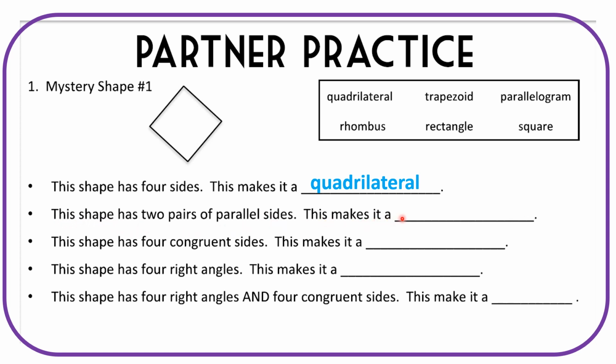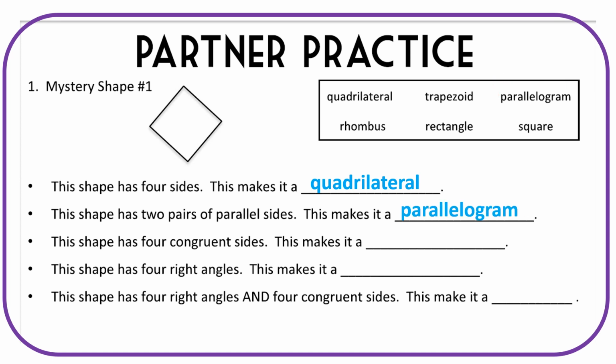Good. The second one, this shape has 2 pairs of parallel sides. This makes it a blank. Going up to the word bank, I can't use quadrilateral because I already used it. I can't use trapezoid because a trapezoid only has 1 pair of parallel sides. I can only use parallelogram, square, rectangle, and rhombus. So you'll notice that all 4 of them actually have 2 pairs of parallel sides, but I can only pick one. And the best option that I can pick now is a parallelogram, 2 pairs of parallel sides.